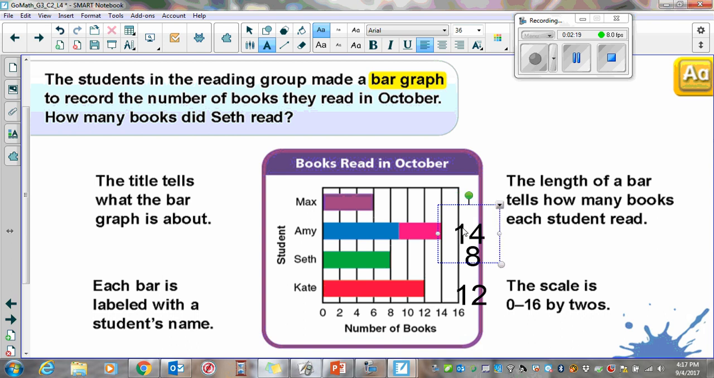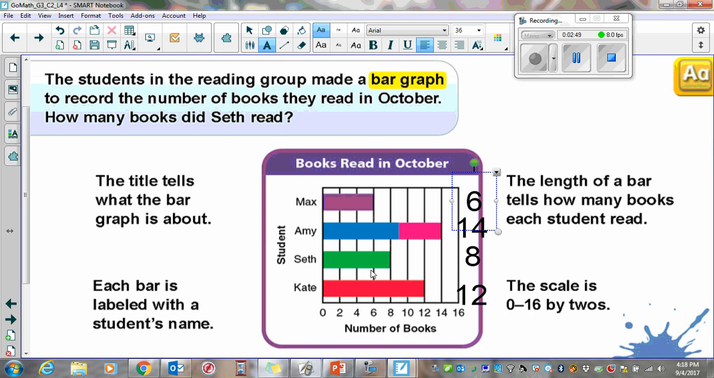And our last student represented here is Max. Let's just scoot this over. And Max's bar is represented in purple, and his bar stops at the 6. So that tells us that Max read 6 books in the month of October. So we can put that information in here also. And there is Max with his 6 books that he read.